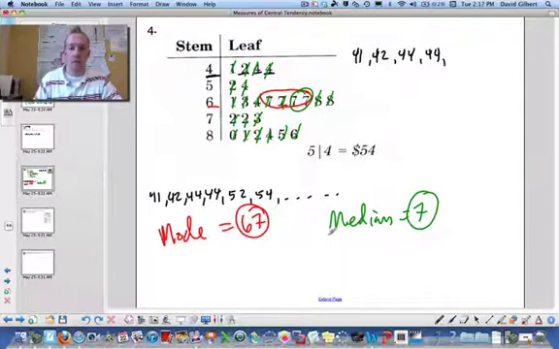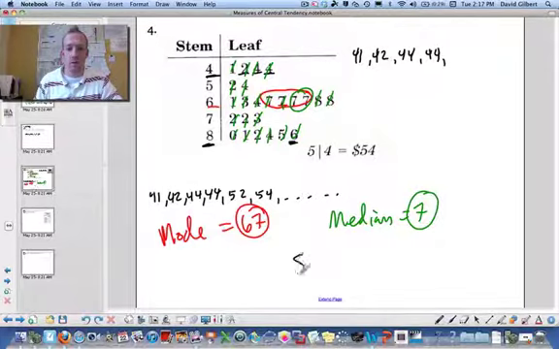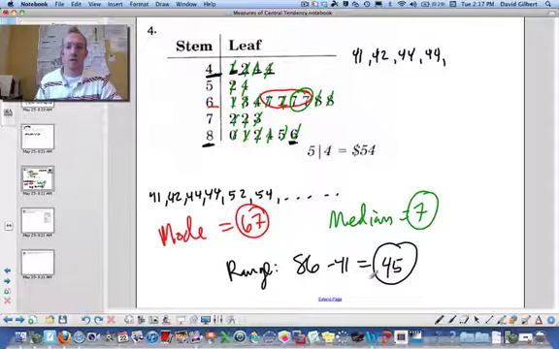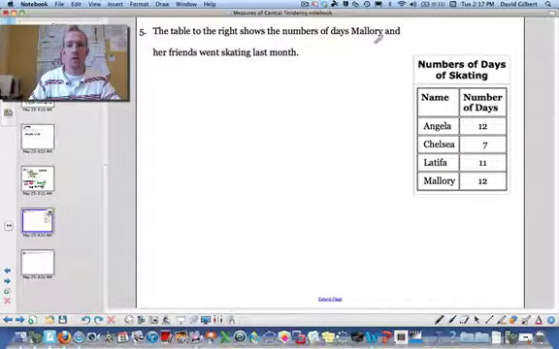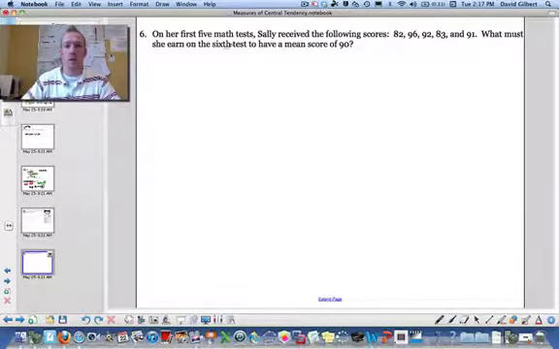And then your biggest number is an 86. So for your range, it's an 86 minus your smallest, which is a 41. So that gives you a 45 for your range. Alright. And then this is another U-try for you guys. And then our last one here is going to be this one I'm going to go over.